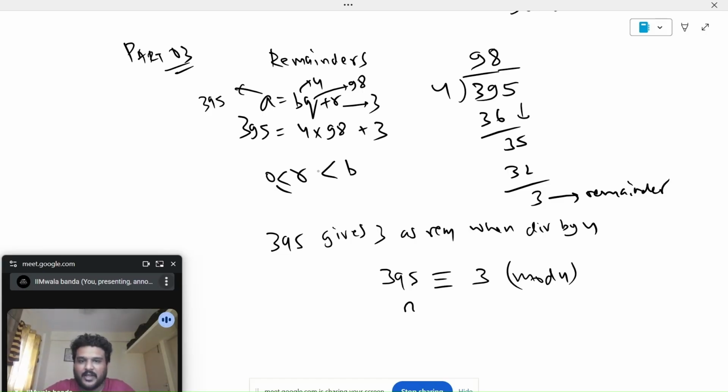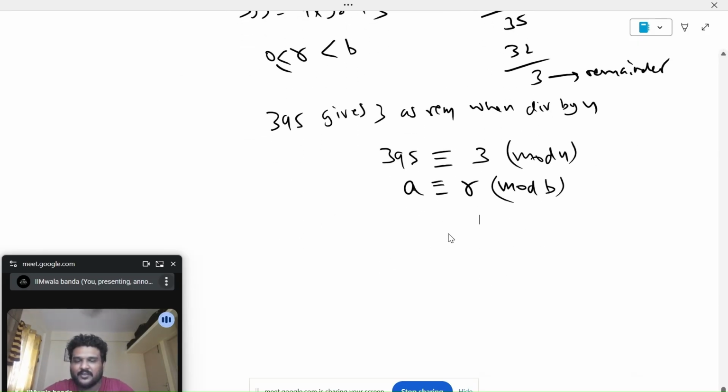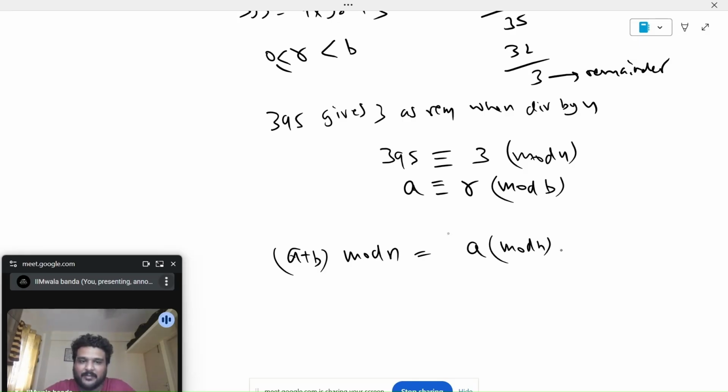For example, A gives remainder R when divided by B, for A equals BQ plus R. So this is your general way, and there are some very interesting facts. For example, A plus B, whatever remainder it gives when divided by N is the same as A when divided by N, whatever remainder comes, and B when divided by N, whatever remainder comes. So we can add the two remainders.